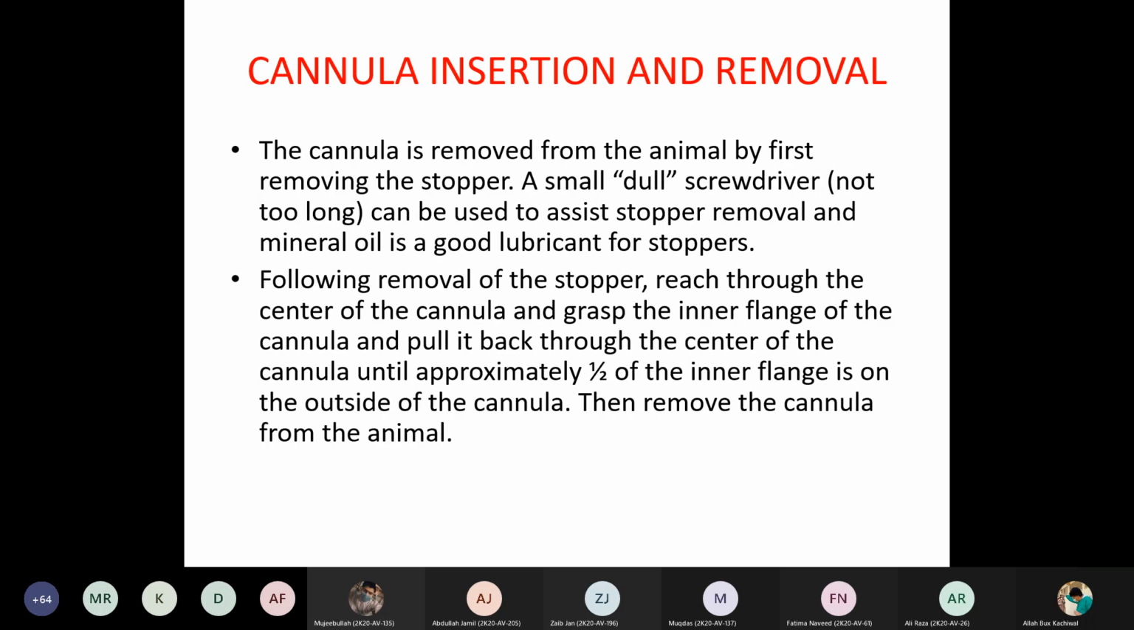The cannula is removed from the animal by first removing the stopper. A small dull screwdriver, not too long, can be used to assist the stopper removal, and mineral oil is a good lubricant for stoppers. Following removal of the stopper, reach through the center of the cannula and grab the inner flange of the cannula and pull it back through the center of the cannula until approximately half of the inner flange is on the outside of the cannula. Then remove the cannula from the animal.